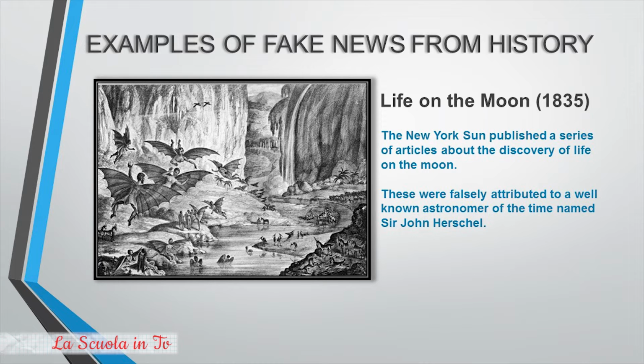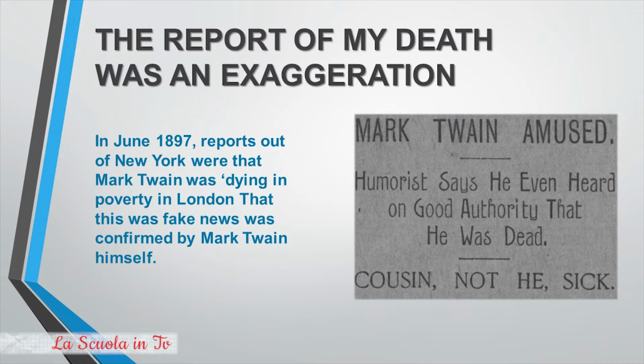Now, to understand better, let's look at this other example of historical fake news. This was published in 1835 by the New York Sun, and it's about the discovery of life on the moon. While in these other reports, Mark Twain was dying in poverty. Obviously, it was false news.